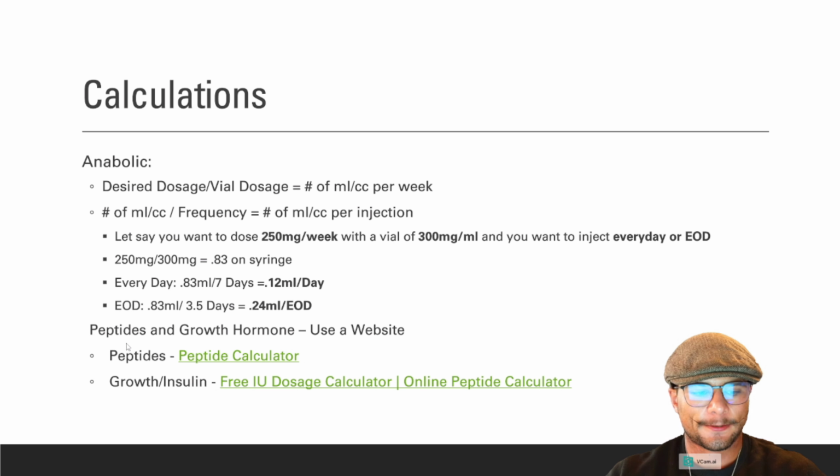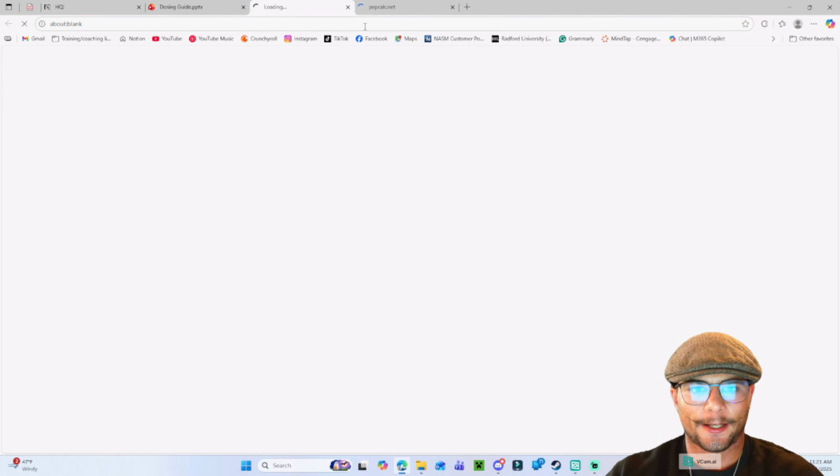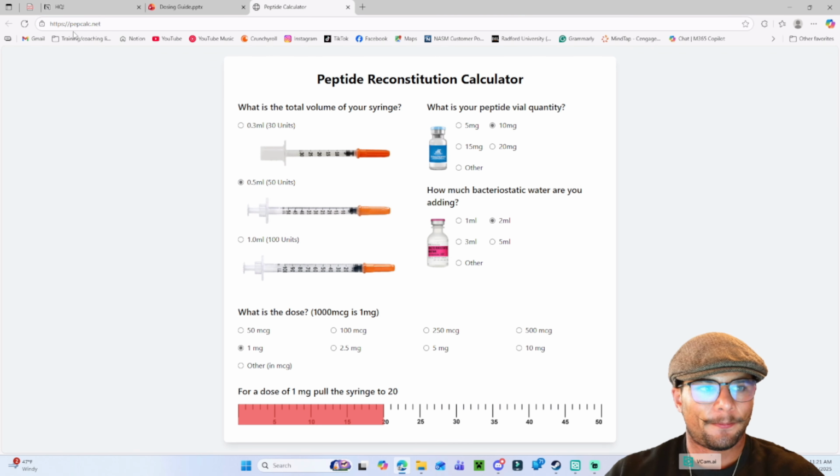Now, when it comes to peptides and growth hormone, I always suggest just use a website. So if we click into this peptide calculator website, it'll take us to pepcal.net. So what is the total volume of your syringe? Most people will have a 1 milliliter or 100 unit insulin syringe or normal syringe. What is your peptide vial quantity? Let's say that you have a vial that has 10 milligrams.